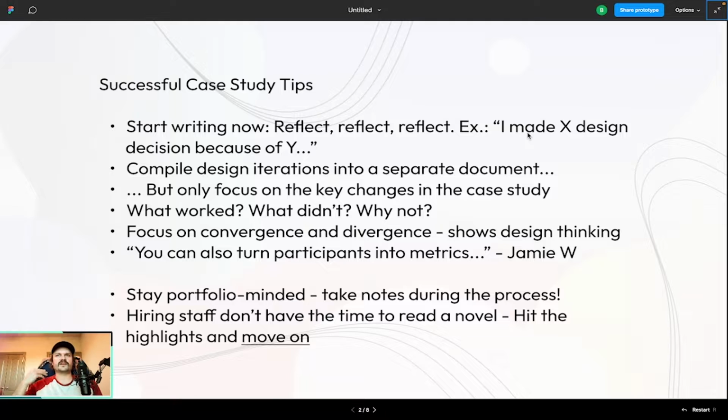So it shows your cognition in the process, and it lets them know that you understand design thinking and that you're using it, which is incredibly useful in this line of work.